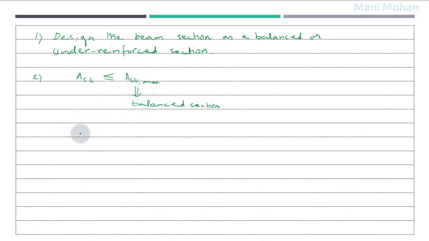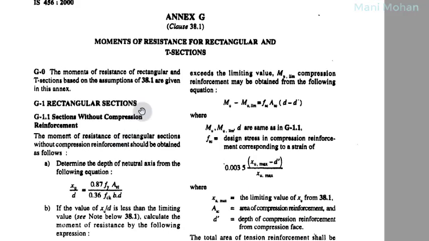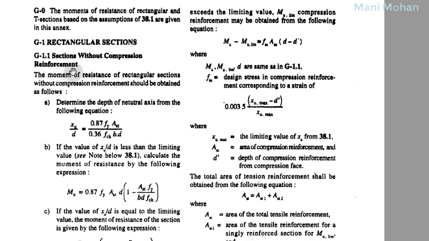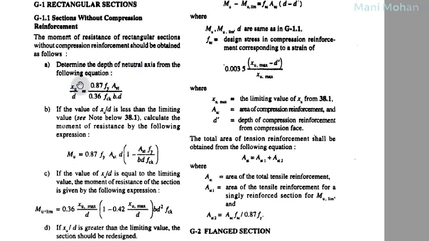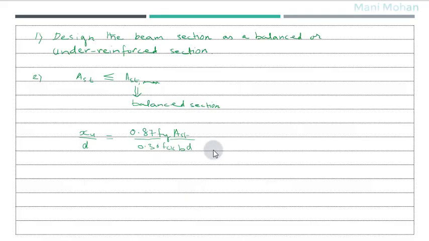You already know how to compute neutral axis depth. This is the formula to compute neutral axis depth for an under reinforced section, and this formula you can also see from Annexure G. Here we have this Annexure G, for a rectangular section. Let us say I am designing a rectangular section without compression reinforcement, which means a singly reinforced section. Here it has been mentioned how you can compute neutral axis depth xu by d equal to this formula. So this formula itself has been written over here.